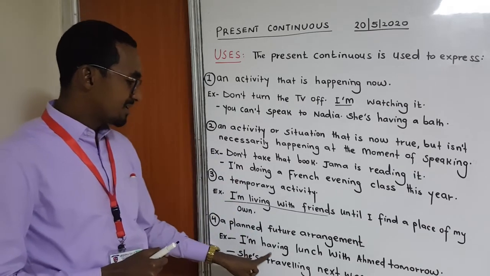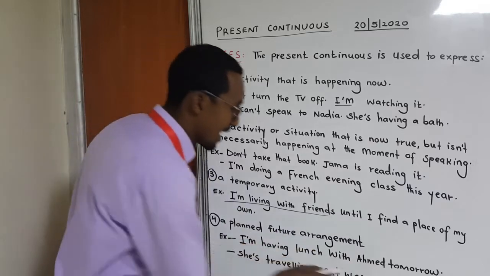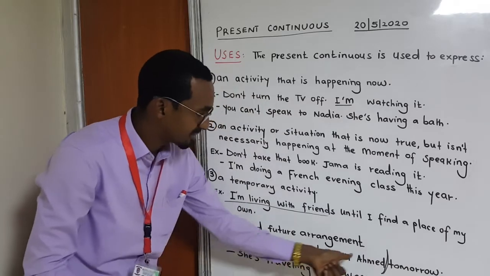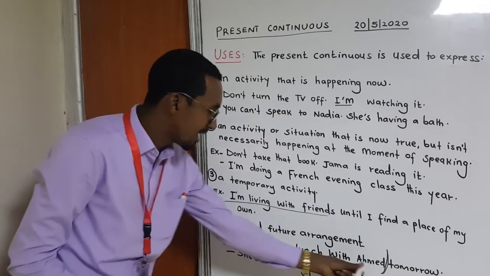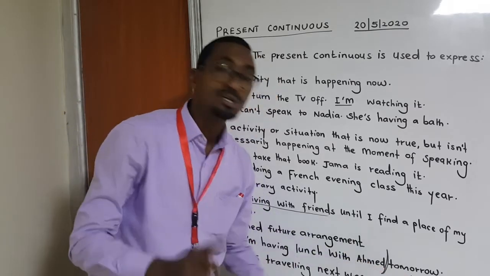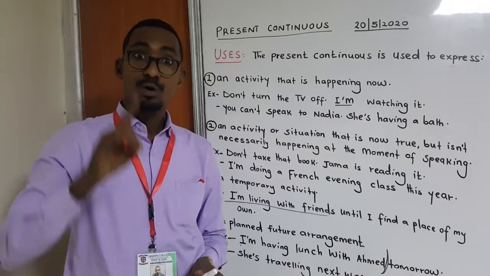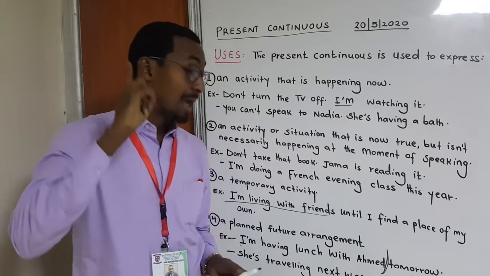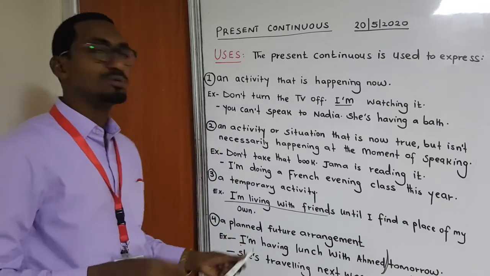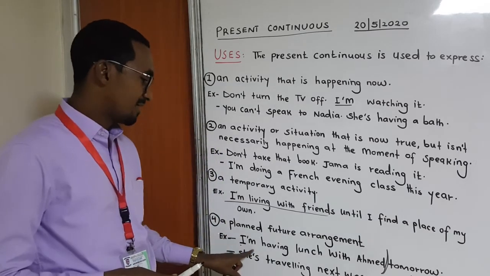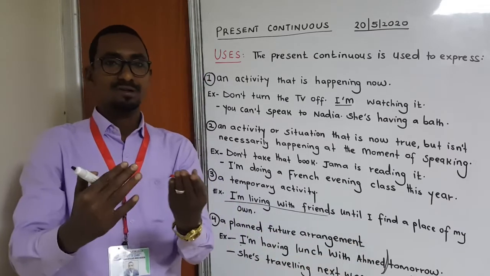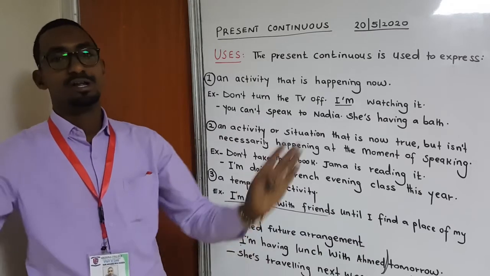Let's see. I'm having lunch with Ahmed. Up to here. I'm having lunch with Ahmed. From here to here, the action is happening at the moment of speaking. The moment you add tomorrow, which is time reference, which is time expression, the action will be present continuous for the future plan. So I'm having lunch with Ahmed tomorrow. So marka waxa ku dareysa on waqti aan la gaarin bas say ku noqoto planned future arrangement.